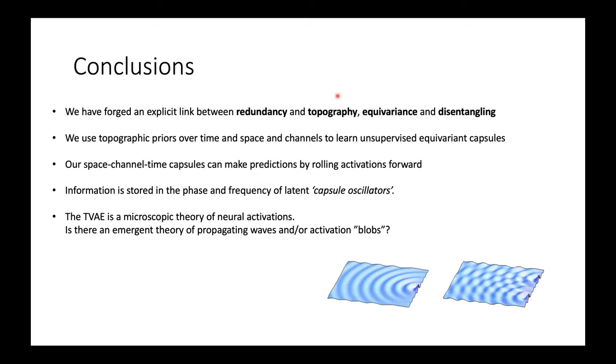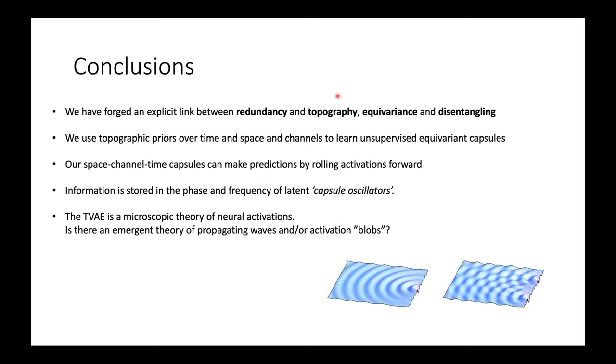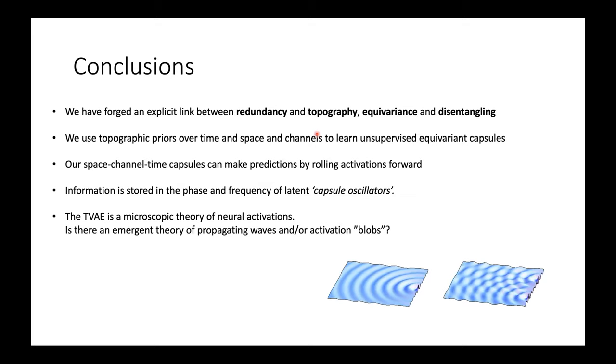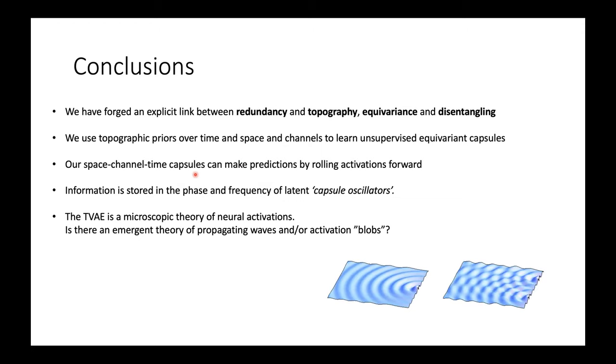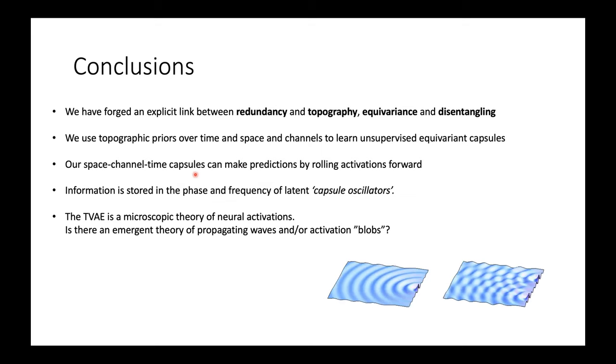This is a question I get very, very often. What do you do if you don't know what the transformation is, or maybe if the transformation isn't a group or something? So this is a way to at least use the structure of equivariance in your neural networks, but start to learn it from data. So we have seen that our space, channel, and time capsules can make predictions by rolling forward a phase inside our capsule dimension. And so therefore information is stored in the phase.